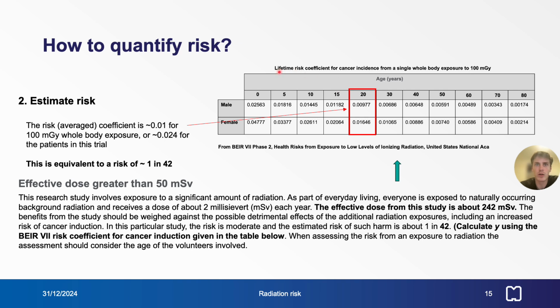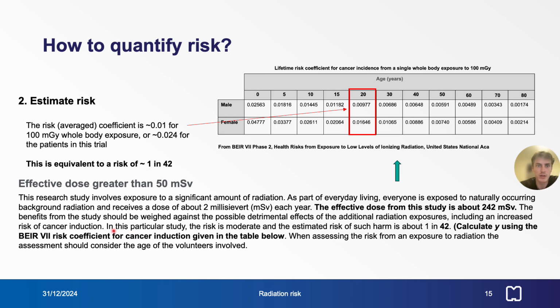Shown here is a table of the lifetime risk coefficient for cancer incidence from a single whole body exposure to 100 milligray. Now, as we've seen in this trial, the patients received 242 millisieverts of effective dose. Assuming a case of 240 milligray whole body exposure and that our patients are 20 years of age, averaging the risk coefficient across sex, we have about 0.01 for 100 milligray, but 0.024 for patients receiving 240 milligray. So 1 over 0.024 is about 1 in 42.